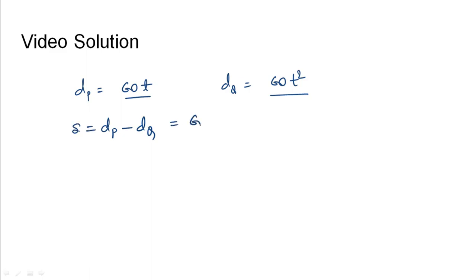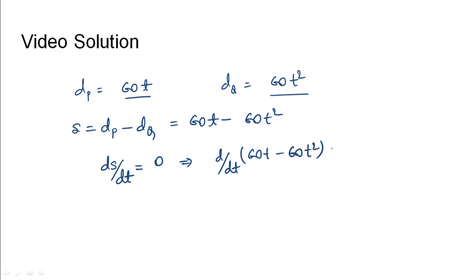So in this case, d of P is given as 60t and d of Q is given as 60t square. These are the functions of position of P and Q with respect to time. So the space headway between P and Q would be given by dP minus dQ, which is denoted as S. So this would become 60t minus 60t square. So for the maximum space headway, we will differentiate S with respect to time and make it 0. So the differentiation of 60t minus 60t square should be 0.